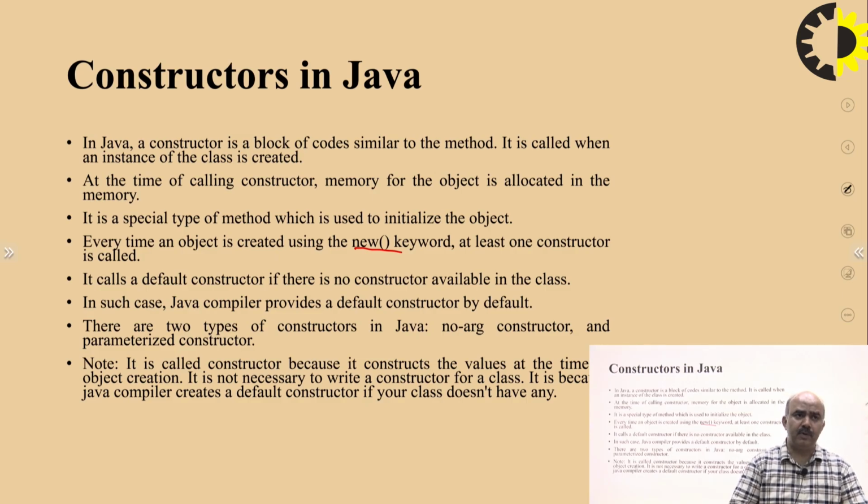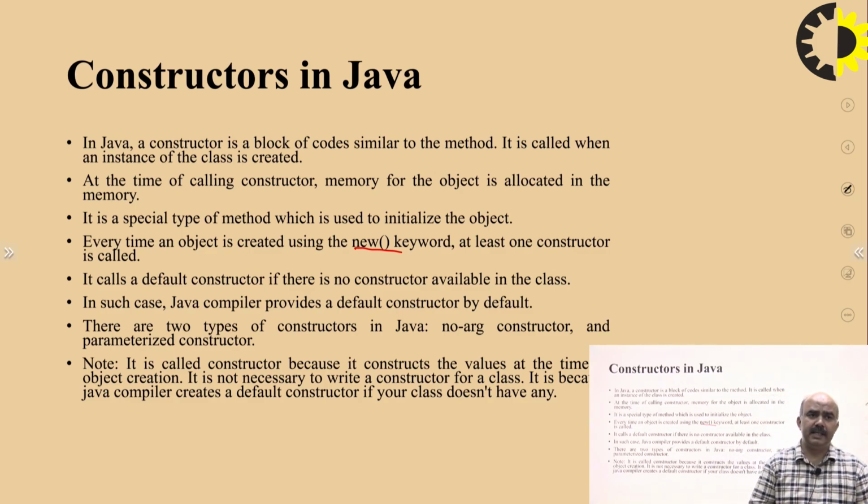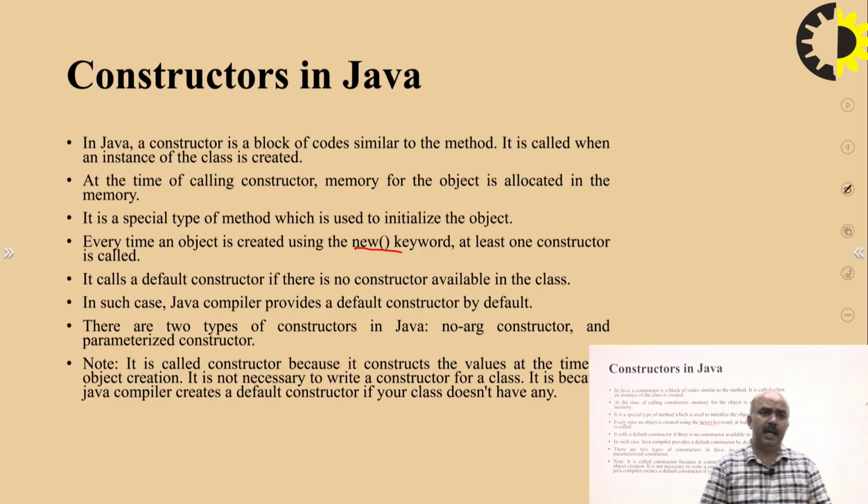There are two types of constructors: a constructor with no arguments, and a parameterized constructor. So we can say a constructor is a type of creation of an object in which the value is used if it is defined; otherwise, if it is not defined, then the default value is taken by the Java compiler.